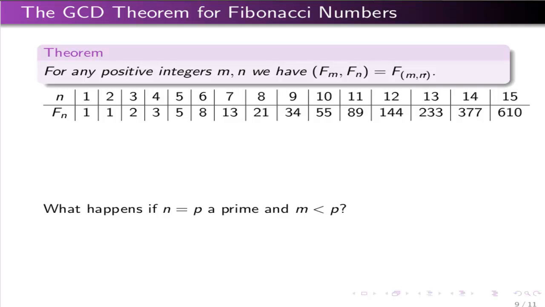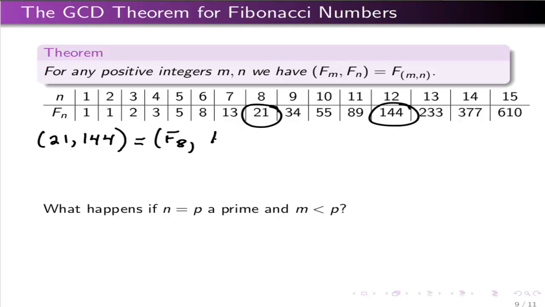Let's look at an example. Suppose I want to find the GCD of 21 and 144. There's a couple of Fibonacci numbers. Well, 21 is the 8th Fibonacci number, and 144 is the 12th Fibonacci number. And so the theorem says all I need to do is look at the GCD of 8 and 12 and just pick out that Fibonacci number. Well, the greatest common factor of 8 and 12 is 4, and the 4th Fibonacci number is 3. So very quickly, without even knowing what the nth Fibonacci number is, we can calculate the GCD of these big Fibonacci numbers.